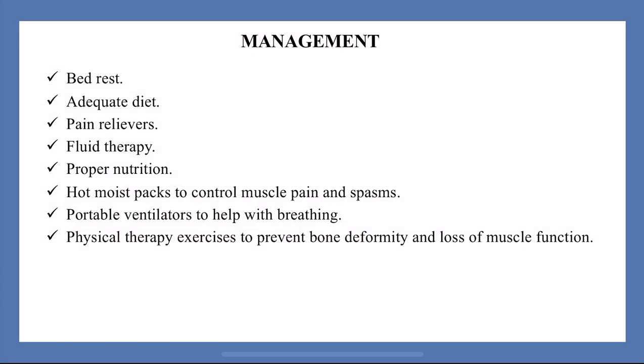So we have the management: bed rest has to be advised, adequate diet, pain relievers to relieve the muscle pain, and we have fluid therapy, proper nutrition to be given. Hot, moist packs can be used to control the pain and the spasms in patients. Portable ventilators are used to help with the breathing whenever bulbar poliomyelitis is seen. Physical therapy exercises: we have physiotherapy and various exercises to prevent the bone deformity and loss of muscle strength.